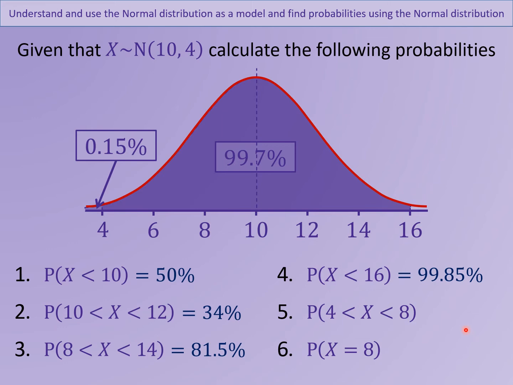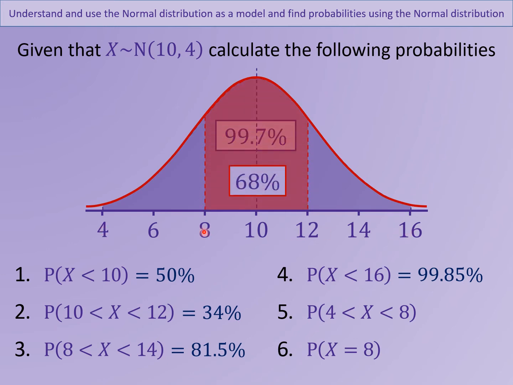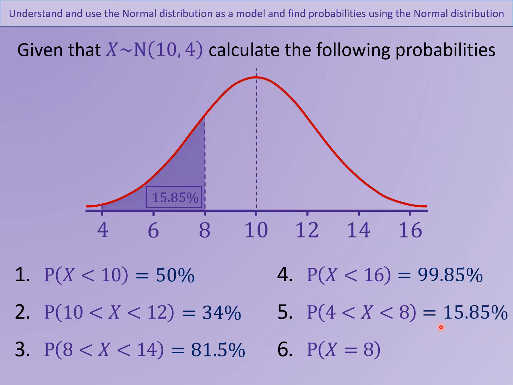Okay. Right, what about 4 and 8? So that's there to there. How would you work out that probability between those two? So I know that the whole lot is 99.7. I know that the middle section is 68. I can look at the difference between those two. And that would tell me that this is worth 15.85 and that's worth 15.85. And what do I want? Well, in fact, I just want that section, don't I? I want the 15.85. There we go. I can put that on.